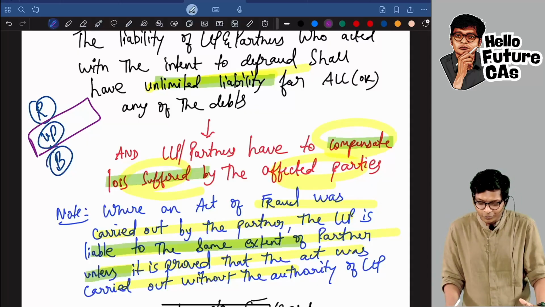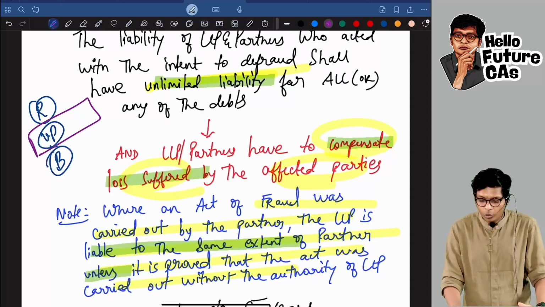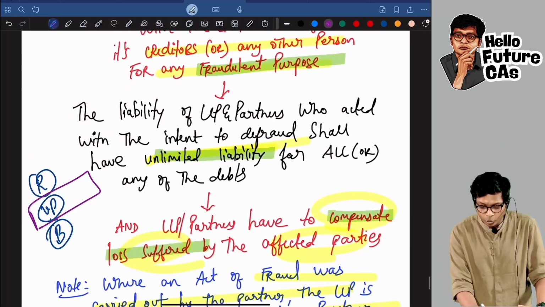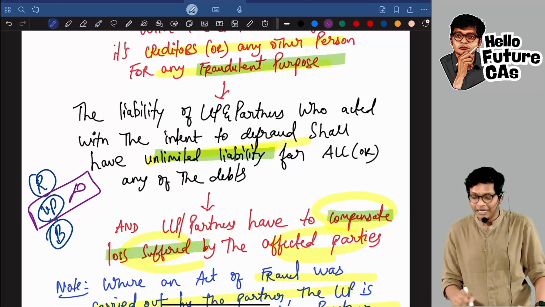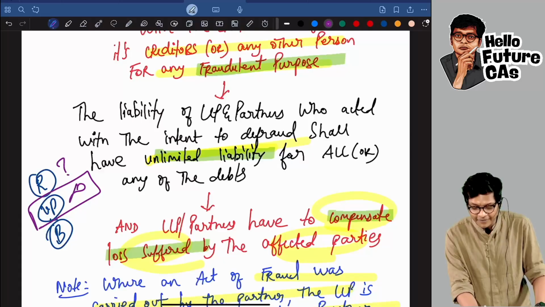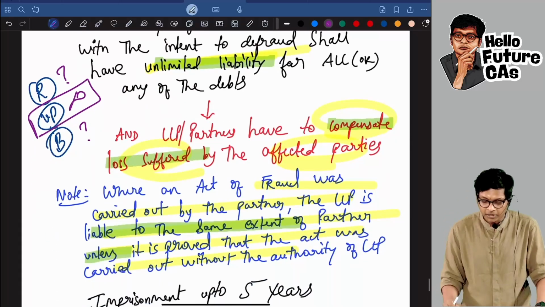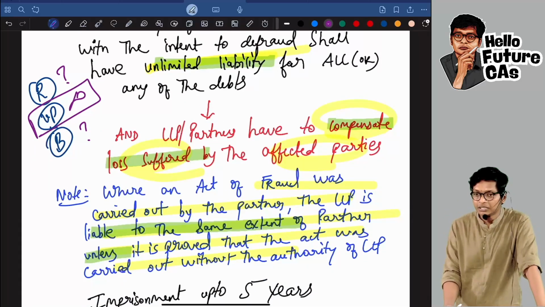Vishnupriya did the fraud, took the fraud. Okay. Now, who will be liable for this? Unlimited. Only for Vishnupriya. I cannot blame or claim from Rukmini or Bharat. Are you following, guys? Clear?